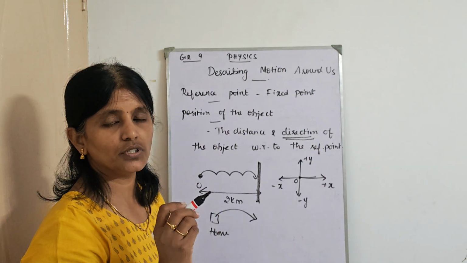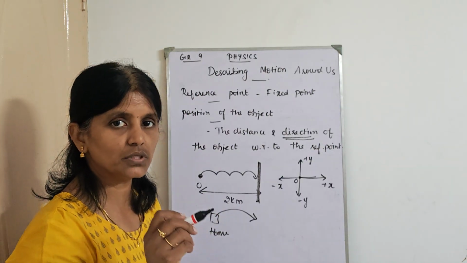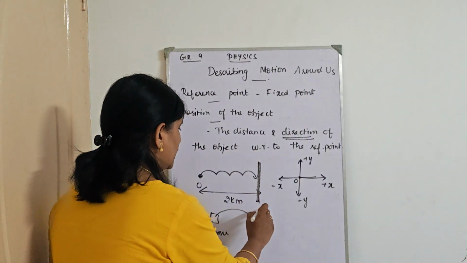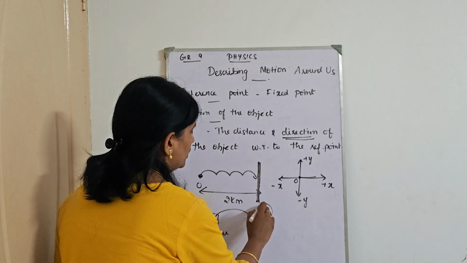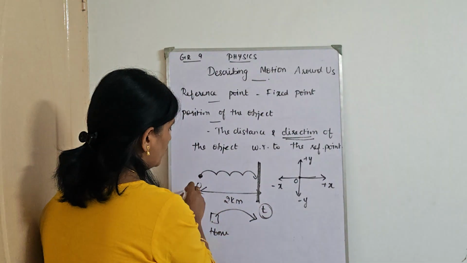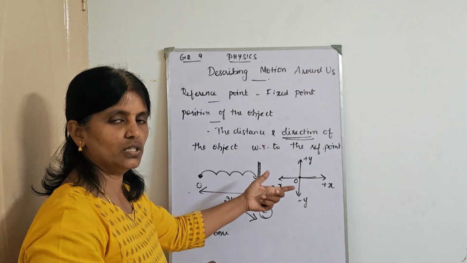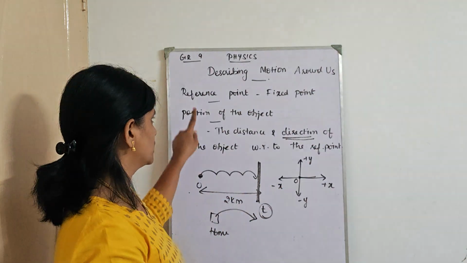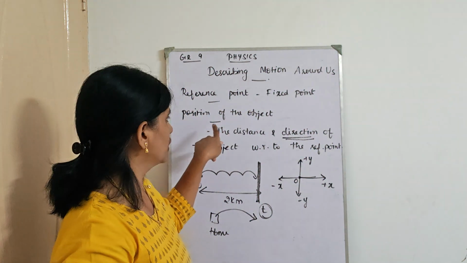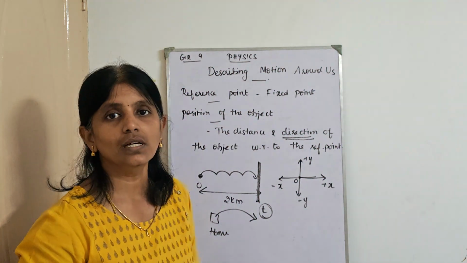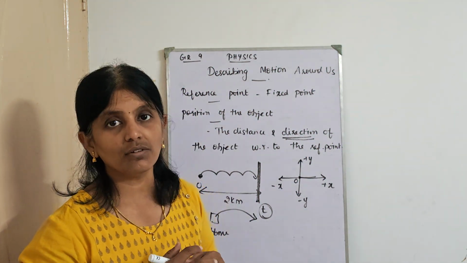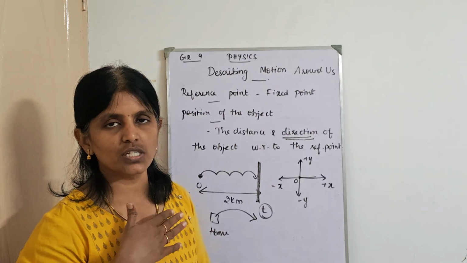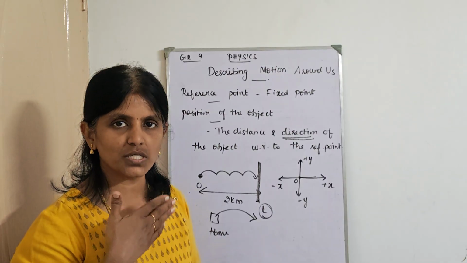Very, very important. We should take the position of the object with respect to the time taken. After the time t, I crossed 2 kilometer from the reference point. I took towards left side and I walked 2 kilometer. So is it clear what is meant by reference point and what is meant by position of the object? Reference point is nothing but from where I am starting. What is my fixed point? From where I am starting.